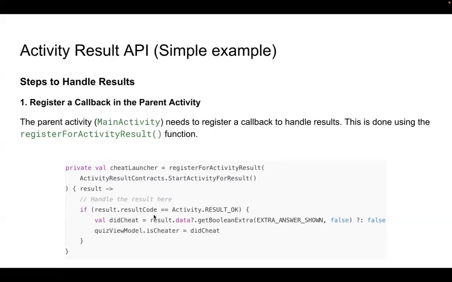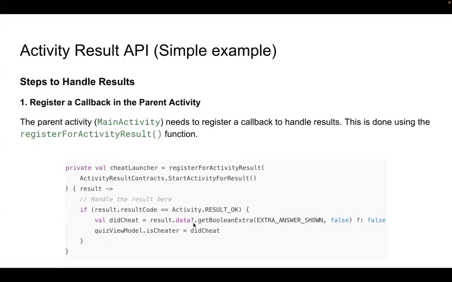Okay, that means it gave you some result. It can give you RESULT_CANCELED or something like that if it doesn't give you any result. If you press on the back button on the cheat activity, then it's going to give you canceled. If you didn't press anything, if you didn't say like show me the answer, it's going to just do that. But if you did press on that, then it's going to give you RESULT_OK, right? And then if you did cheat, then it's going to be a result the data.